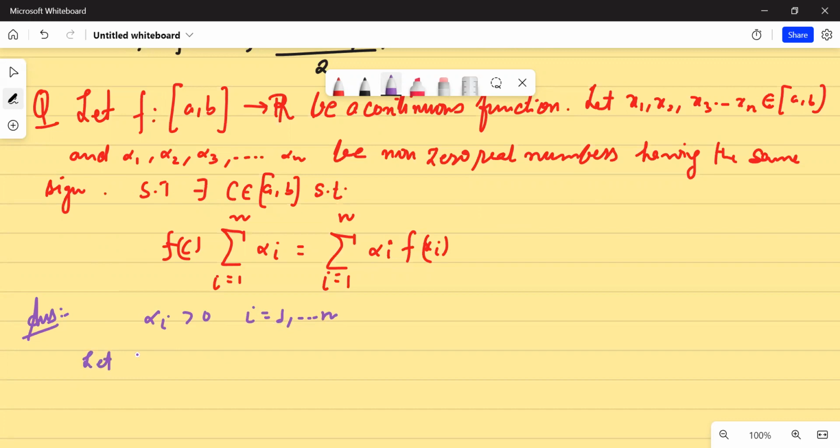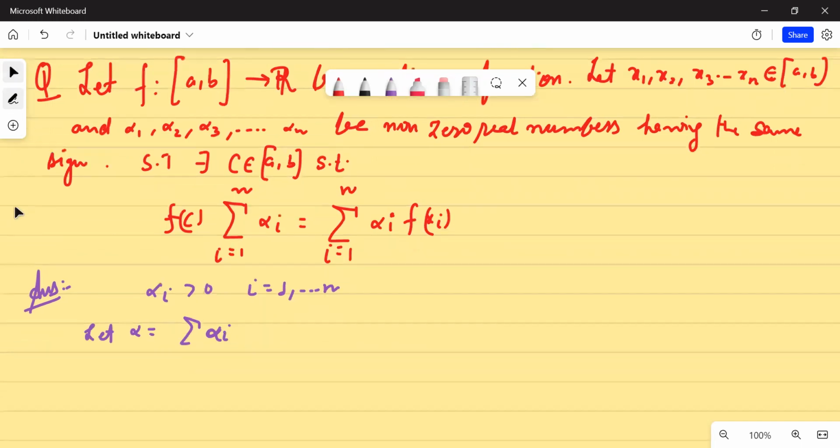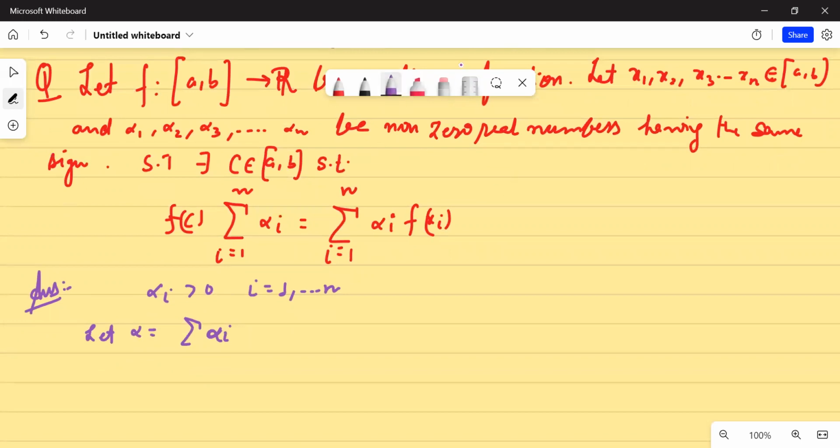और एक काम करते हैं। Let alpha be equal to summation alpha i. मान लेते हैं कि जो summation alpha i लिख रहा हूँ, ये alpha है। And for sure इतनी गारंटी है कि अगर सारे पॉजिटिव हैं तो alpha भी पॉजिटिव होगा, right? हाँ सर, ठीक है, यहां तक कोई दिक्कत नहीं। Is that clear? अब थोड़ा ध्यान से देखना, इस question को पढ़ लेना एक बार ढंग से, मैं समझा रहा हूँ.